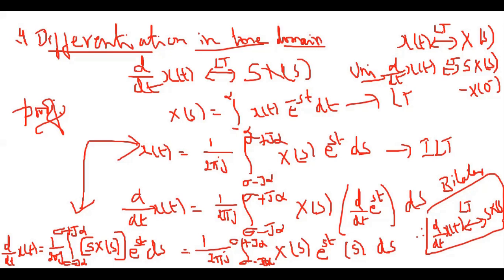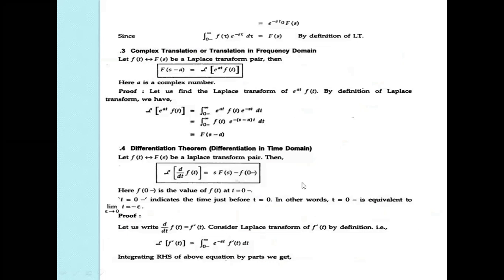Now see the unilateral Laplace transformation property here. What is the unilateral Laplace transformation saying? Here the function f of 0 minus is the value of f of t at t equal to 0 minus. The t equal to 0 minus indicates the time just before t equal to 0. The 0 minus means just before 0, 0 plus means just after 0. In other words, t equal to 0 minus is equivalent to the limit epsilon tends to 0, t equal to minus epsilon. Got it, my students?